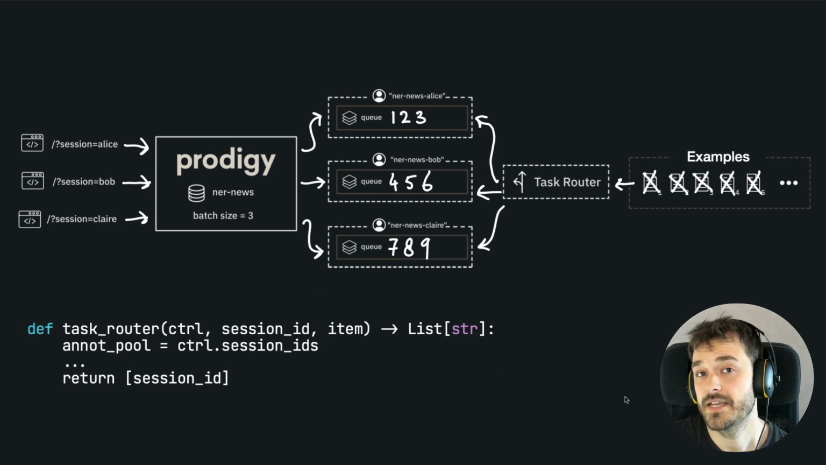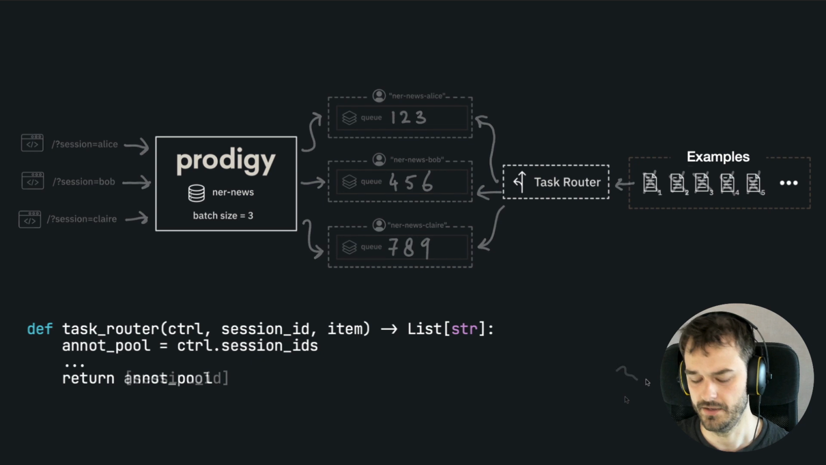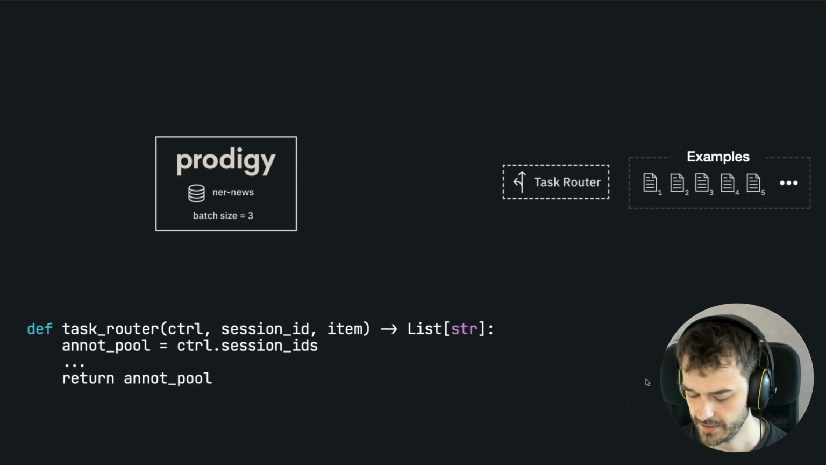So at this point, you might say, well, this looks simple enough. So far, so good. But there are already a couple of caveats to just be aware of. To explain that, let's now consider a new task router. Before, the task router would really just return a list with this session ID, that is the session that's making the current request. But right now, I'm doing something different.